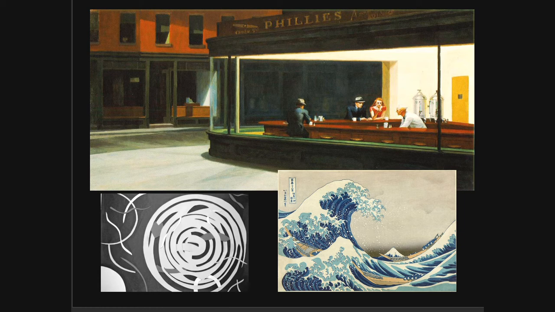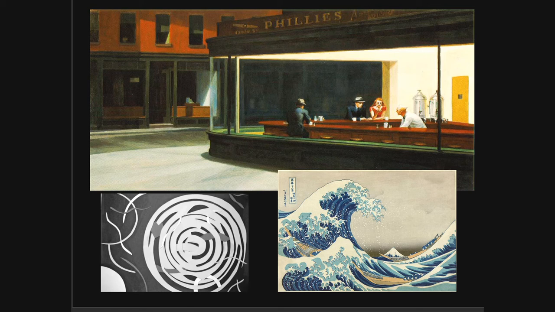Then to the bottom left, you have this paper cutout. You have this gigantic circle that is dominating the majority of the composition. And lastly, you have the illustration of the waves. That wave on the left-hand side is over-dominating the composition.